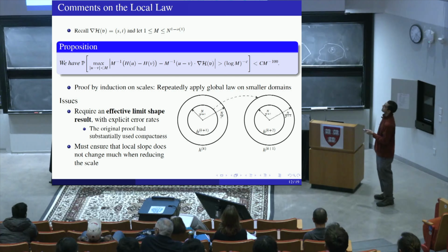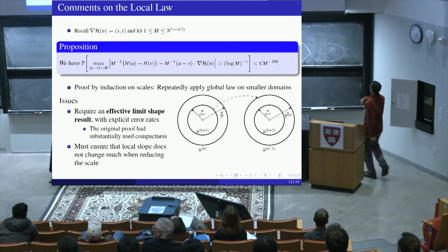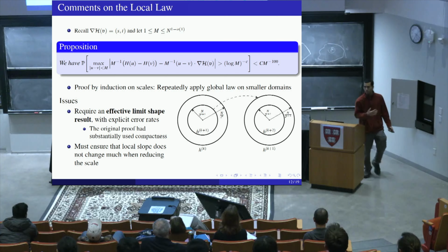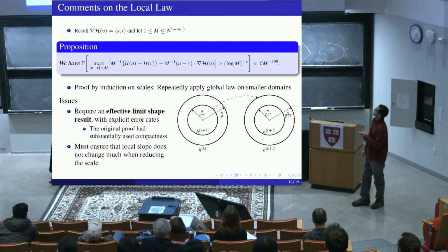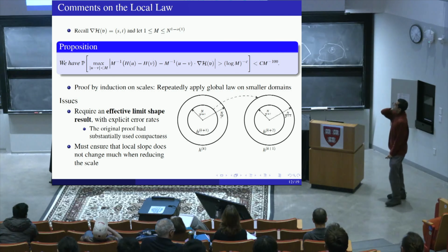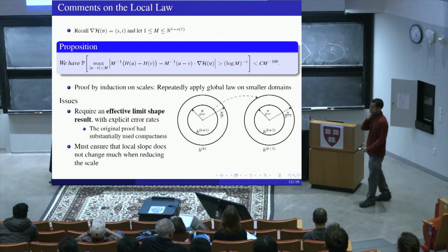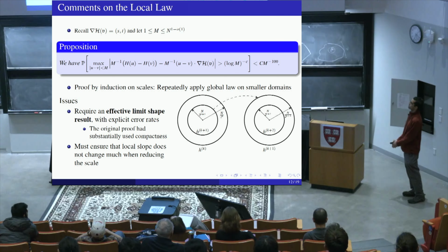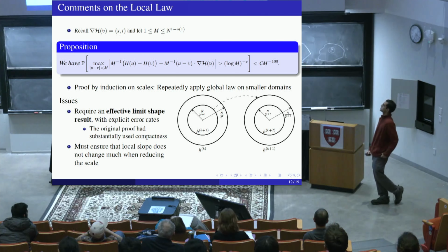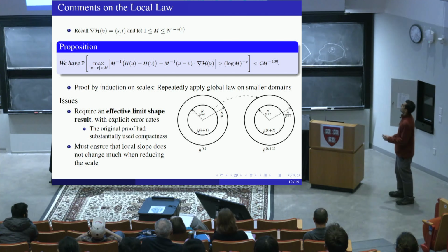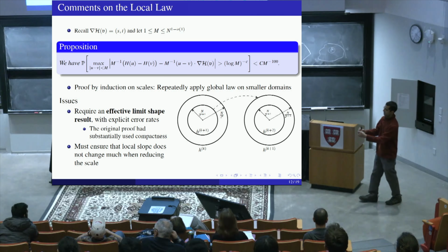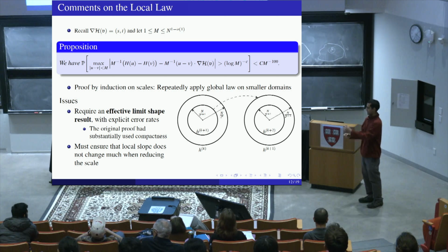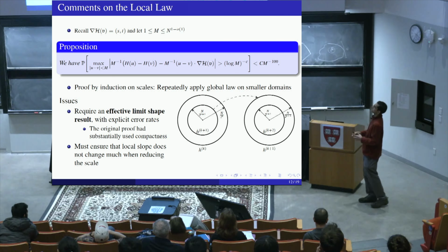The statement is that if I take differences in the height function between points in this disk of radius m, then it's going to be approximately linear, with the slope given by what it should be, namely the gradient of the limit shape. The proof of this theorem proceeds by a method that people often like to use in analysis: induction on scales. You'll repeatedly apply the global law on smaller and smaller domains. You'll shrink the domain, apply some variational principle, some global law, do it again and again, and shrink the domain bit by bit.